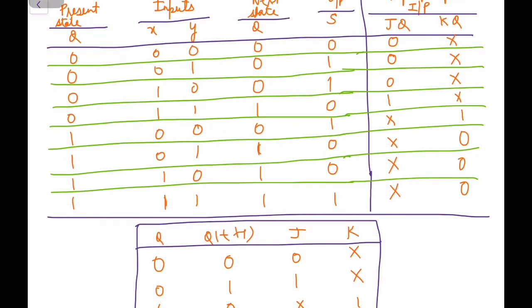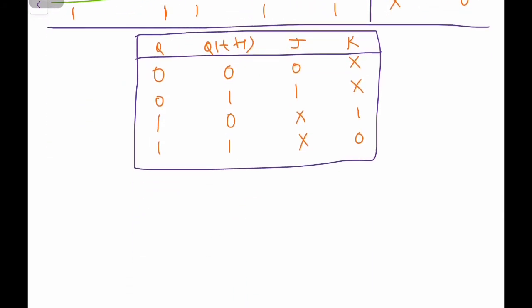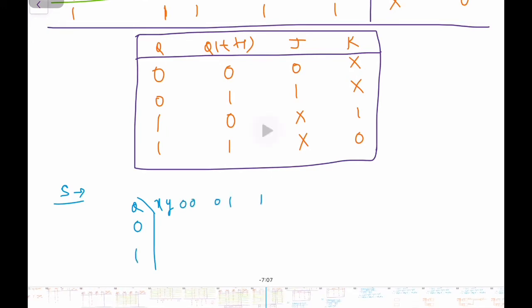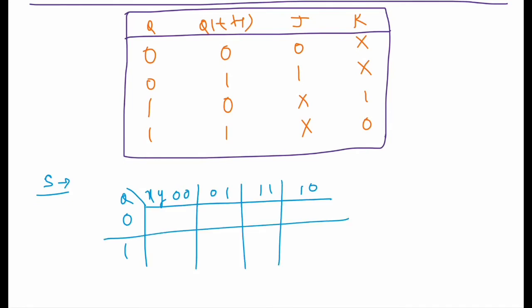So the expression for the S bit can be found out by using a K-map. So we will draw a K-map for the S bit. The inputs are Q, X and Y, with combinations 0 1, 0 0, 0 1, 1 and 1 0. The sum bit is high for this combination, this combination, this combination and this combination.